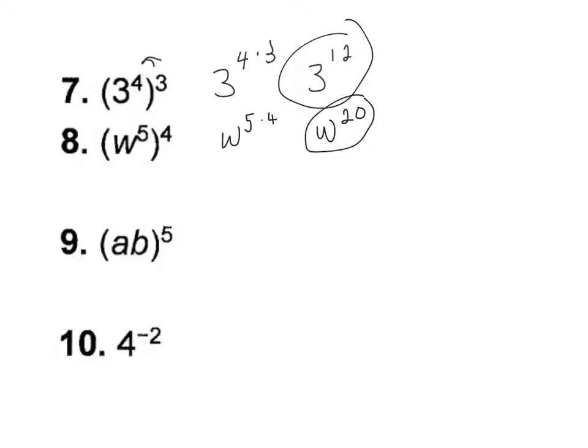On number 9, we have a times b to the 5th. This one is kind of like the distributive property. We have to share it to both. And so this would be a to the 5th times b to the 5th. And that's as far as you could simplify it.